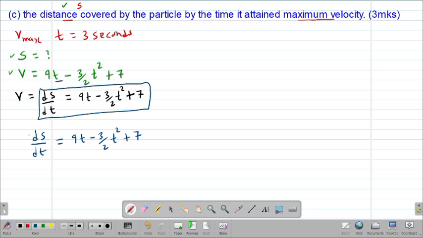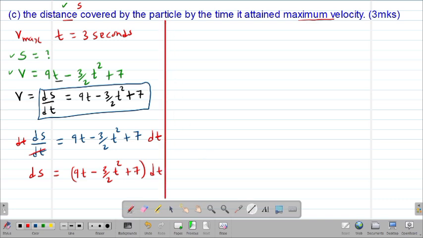For me to get the value of s, I first of all need to remove the dt from the denominator. So dt and dt will cancel out. So clearly ds will be equal to (9t - 3/2 t² + 7) multiplied by dt. Remember, we said that any multiplication by dt is telling you to integrate. So because we are multiplying by dt, we're going to integrate both sides of the equation.